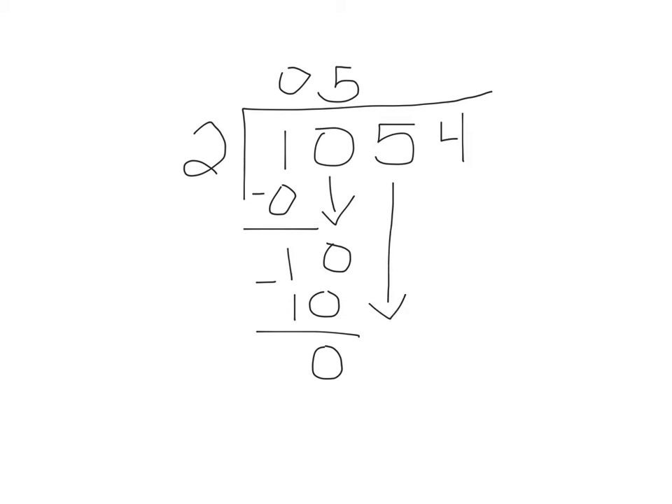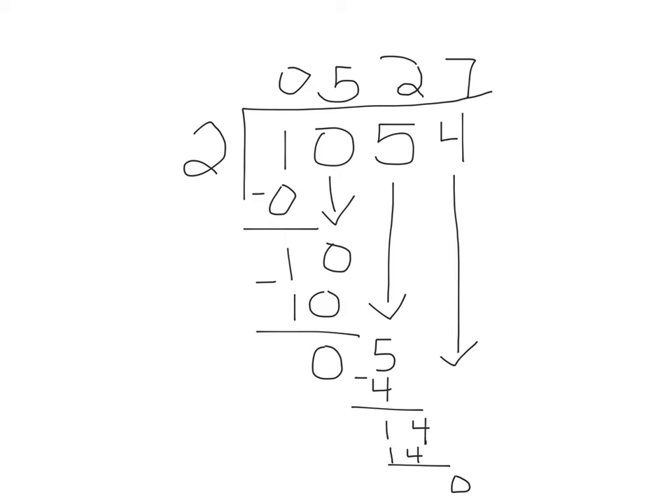I bring down the 5. 2 can go into 5 2 times. 2 times 2 is 4. 5 minus 4 is 1. And then I bring down the 4 to make 14. And 2 can go into 14 7 times. 2 times 7 is 14. 14 minus 14 is 0. So I have no remainder. My answer is 527.